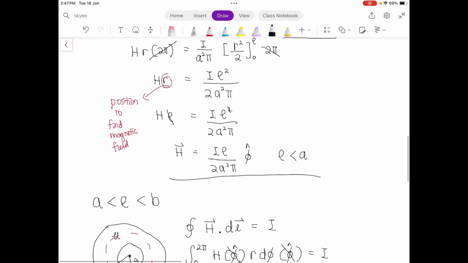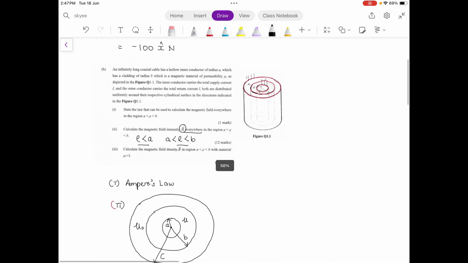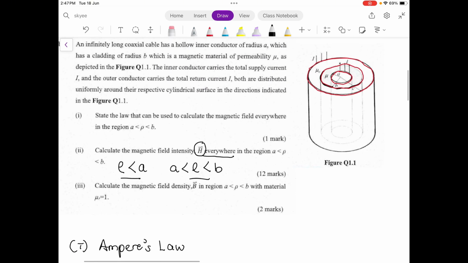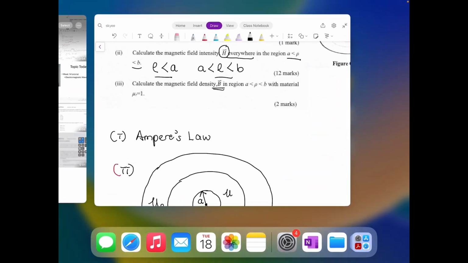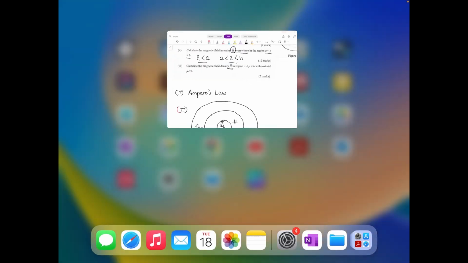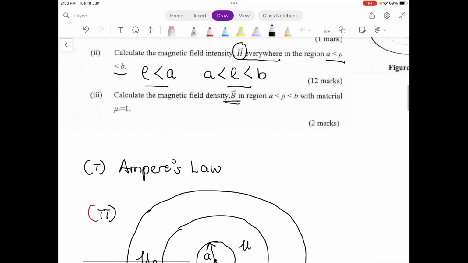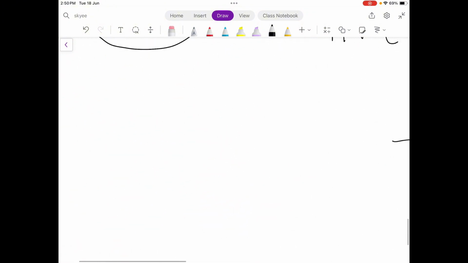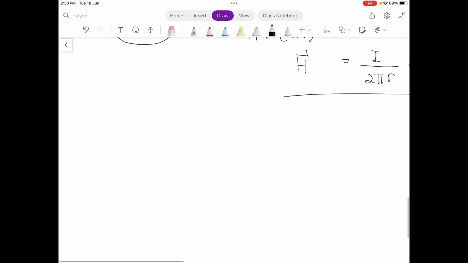Next, we move on to the next question. Calculate the magnetic field intensity in the region in between A and B with material mu r equals 1. The question actually wants us to find the B. So what is the relationship between B and H? Okay, this is question number 3.